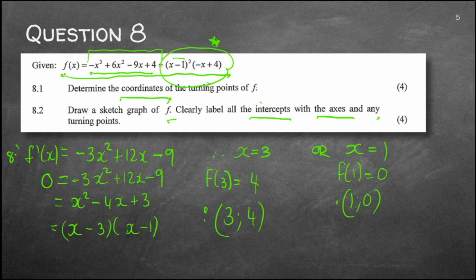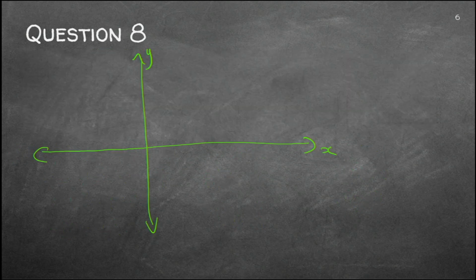So, let's first start with our x-intercepts real quick. So, I know for the x-intercept, x minus 1 must be 0. So, x will be equal to 1. With this one, x will be equal to 4. So, let's quickly have a go. So, that would be at 1 and 4.